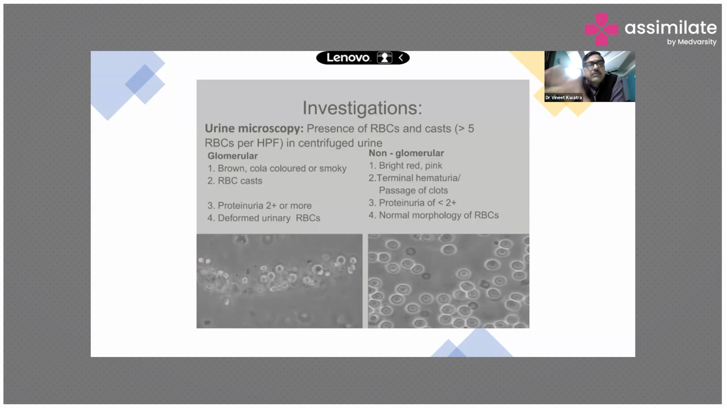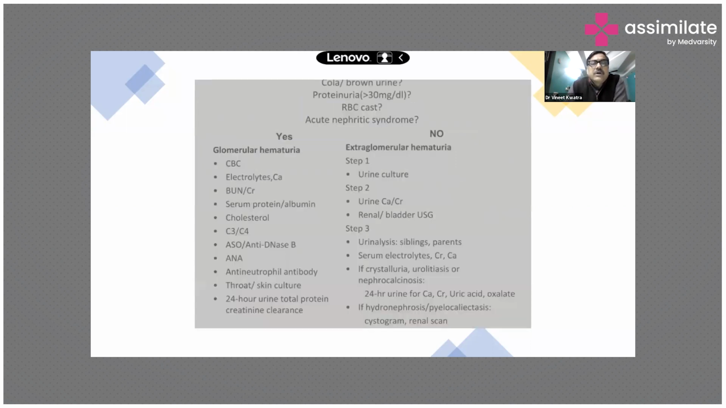Glomerular and non-glomerular. If it's brown, cola-colored or smoky urine, it is a glomerular cause. If there are RBC casts on urine microscopy, think of a glomerular cause. Proteinuria of 2+ or more, again, a glomerular cause. And deformed urinary RBCs suggest a glomerular cause. If it's bright red or pink urine, if it's terminal hematuria, if the parent says clots are passing in the urine, or if there is normal morphology of RBCs and proteinuria is less than 2+, then you can think about a non-glomerular cause of hematuria.